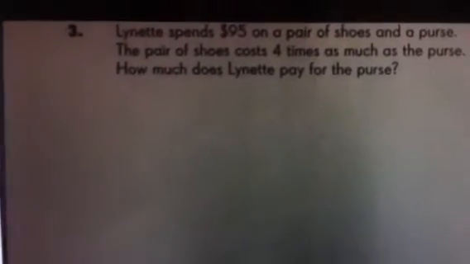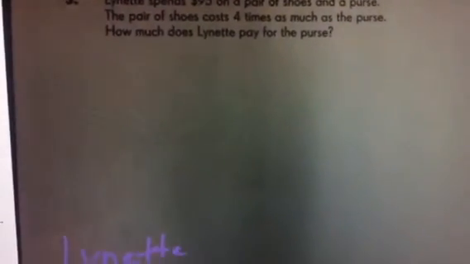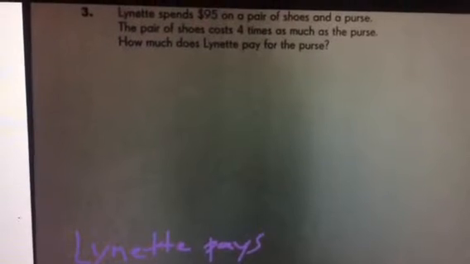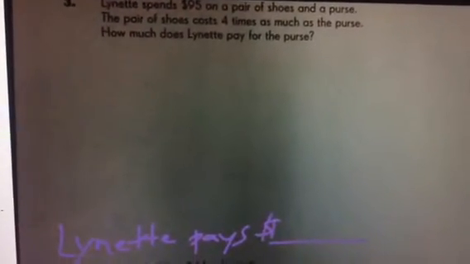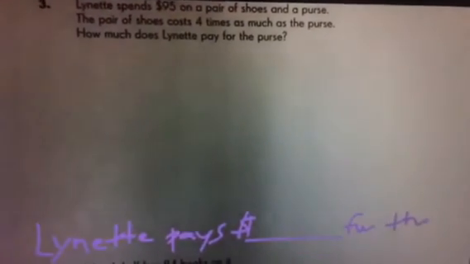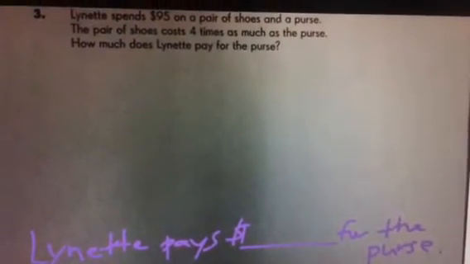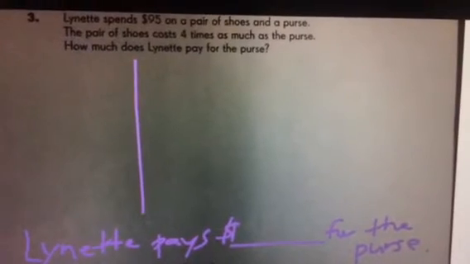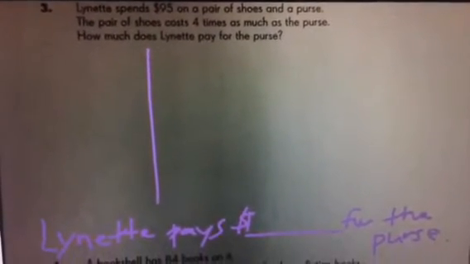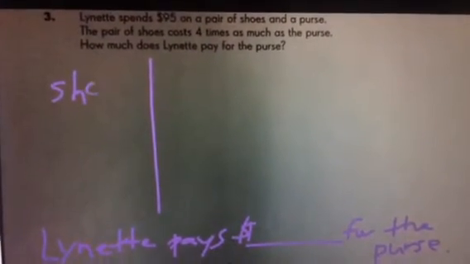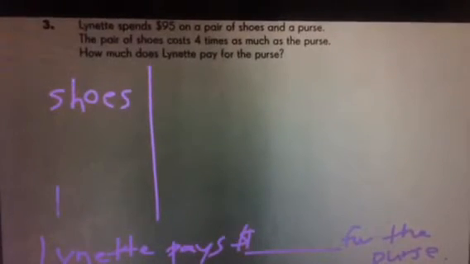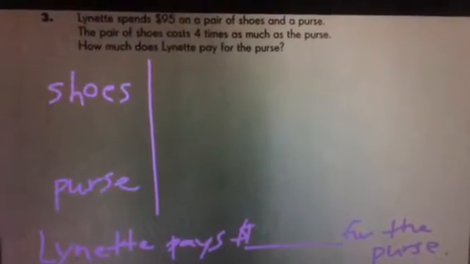So we write, Lynette pays blank dollars for the purse, and that is our answer statement. And let's draw the starting line. Who or what is the problem about? Well, she spends on shoes and a purse.